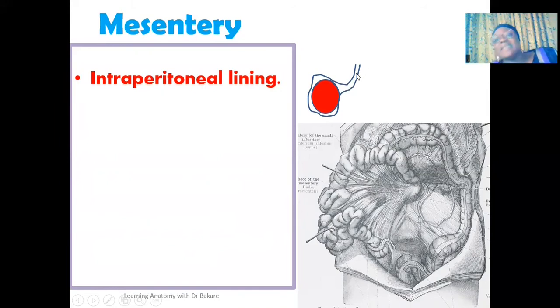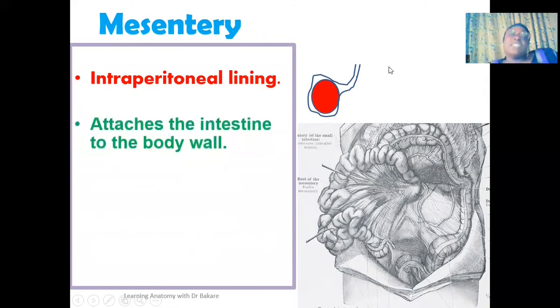And this emerges and of course runs a distance. And this emergence is what is called the mesentery. And this mesentery is what is used to connect this organ that is highlighted in red to the body wall. So in the jejunum and the ileum, it helps to connect it to the posterior abdominal wall. This is where we have the mesentery here emerging as a double layer of peritoneum.